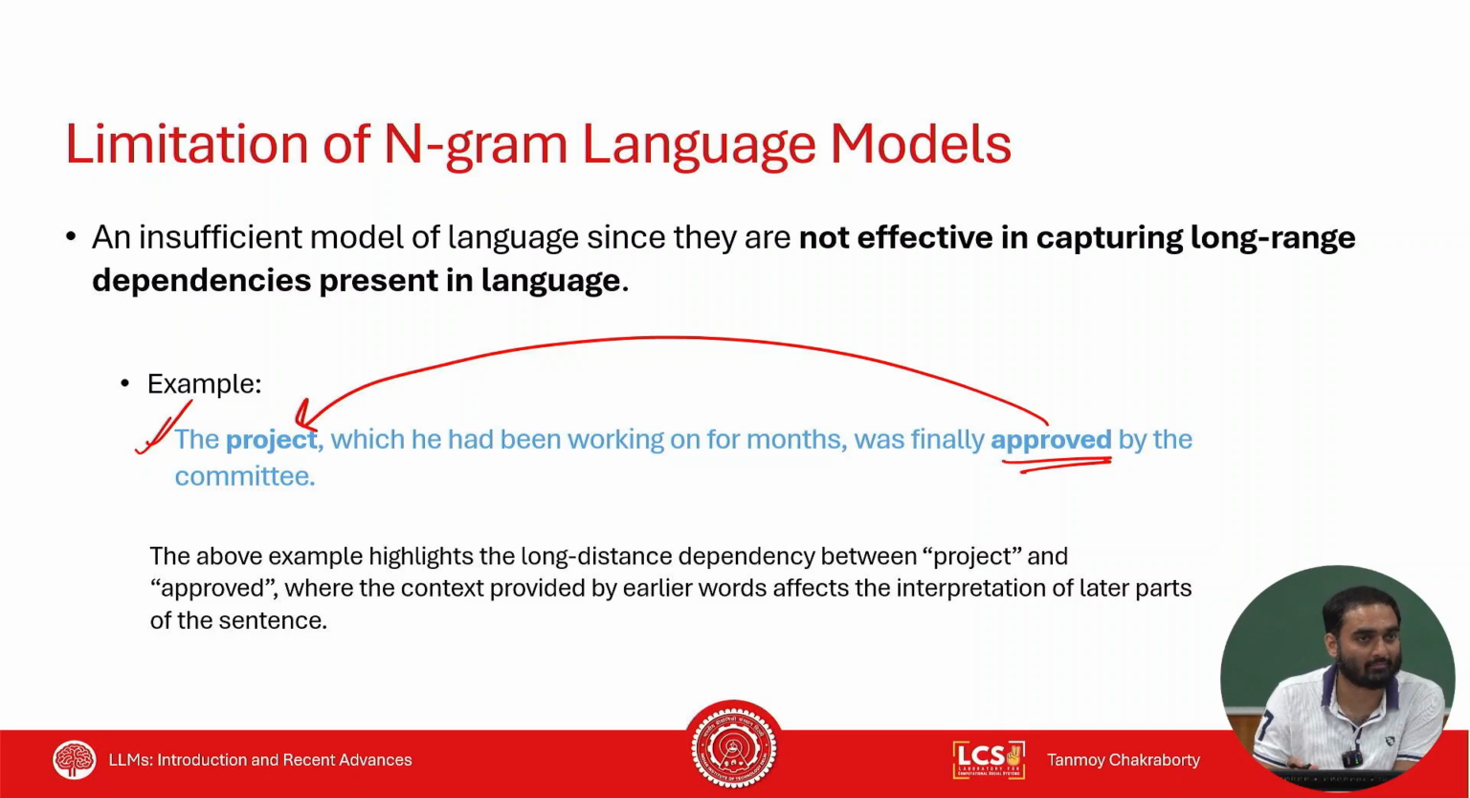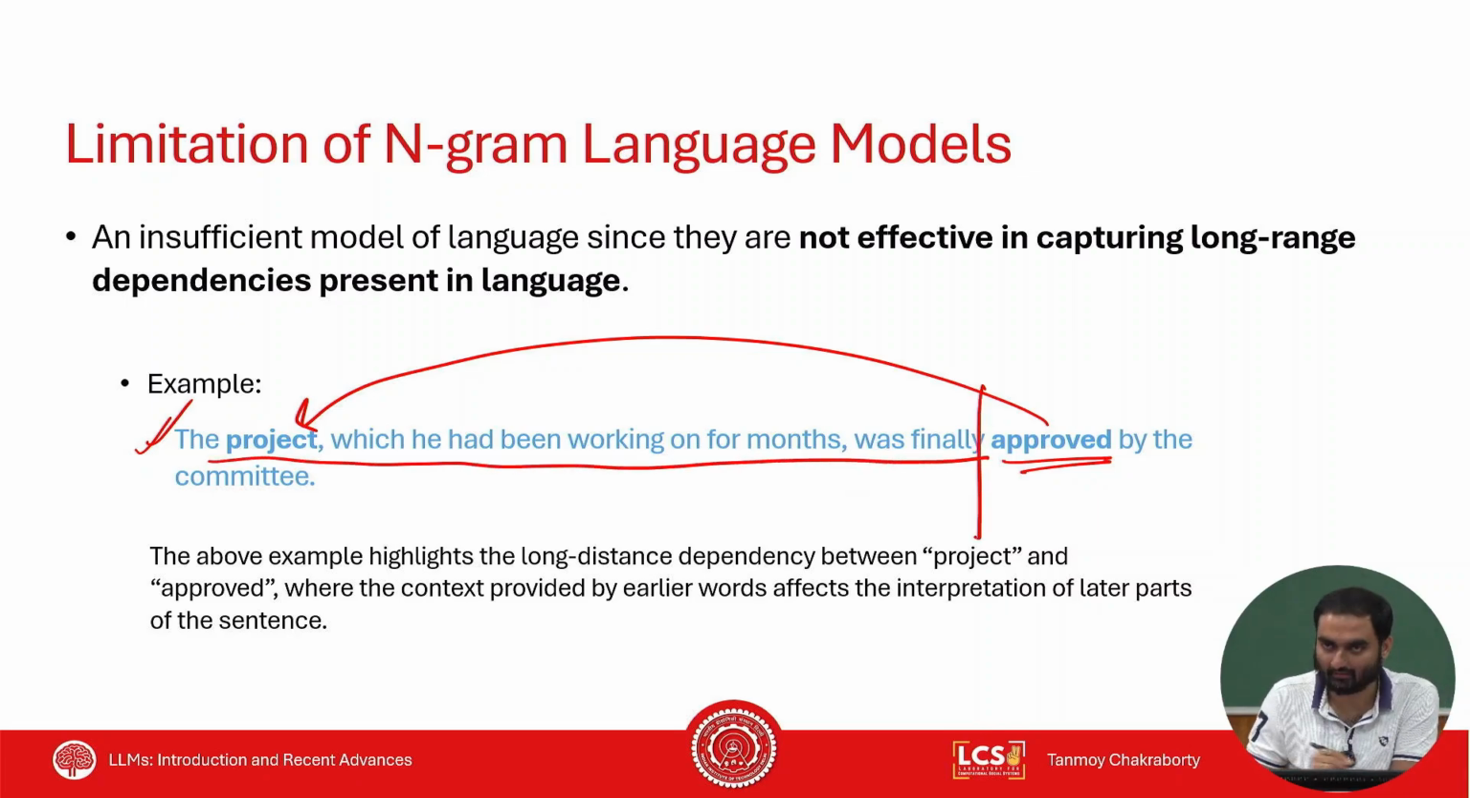Now here, approved is referring to the noun project, right? But if you take a 2-gram, bigram language model, or a trigram language model, and ask it to predict the next word given the context up to this part, it will fail miserably, because the last 4 words can't determine the word approved.